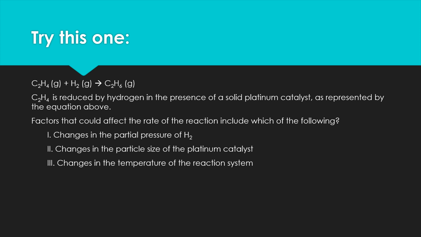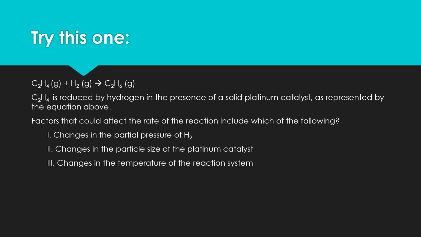All right, let's check out this question. So we've got a reaction, C2H4 and hydrogen, making C2H6. So C2H4 is reduced by hydrogen, so this is a redox reaction, in the presence of solid platinum catalyst, as represented by the equation above. So factors that could affect the reaction rate include which of the following. So we know it's already got a catalyst, so it's adding a solid platinum catalyst, but other ways that we could change the rate of the reaction. So we want to pick any of them that would apply.